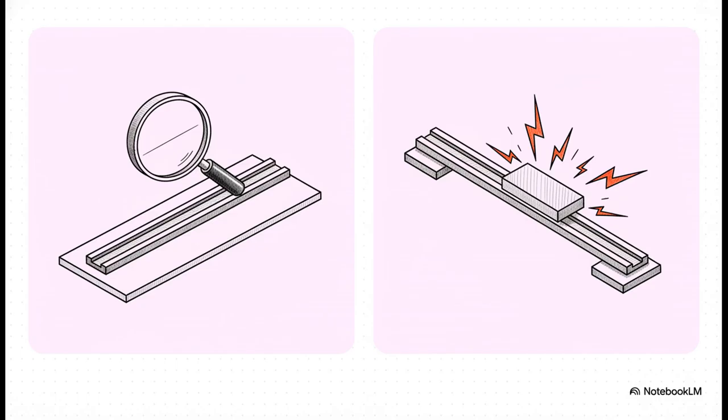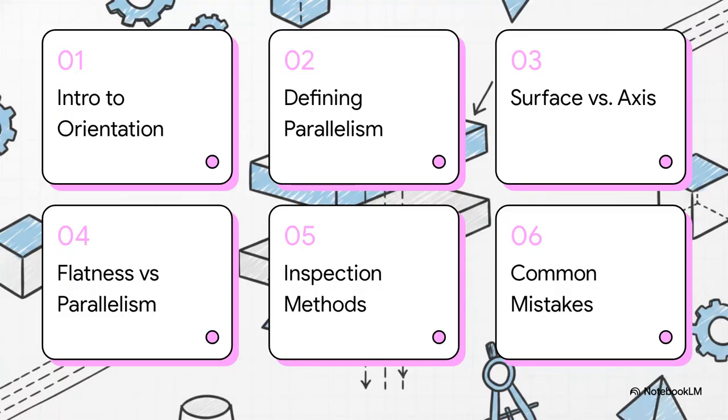This brilliantly illustrates exactly why form controls alone just aren't enough. You can literally have a perfectly shaped part that still fails catastrophically just because its orientation is completely out of whack. Here's the quick roadmap for today's explainer. We'll start with an intro to orientation controls, define parallelism, and compare surface versus axis applications. After that, we'll break down the crucial difference between flatness and parallelism, look at real-world inspection methods, and wrap up with some common mistakes you absolutely need to avoid.